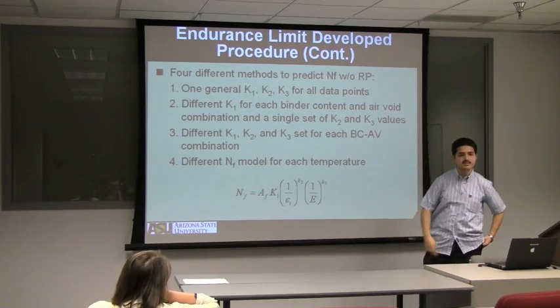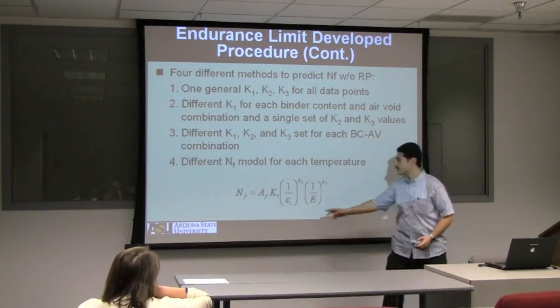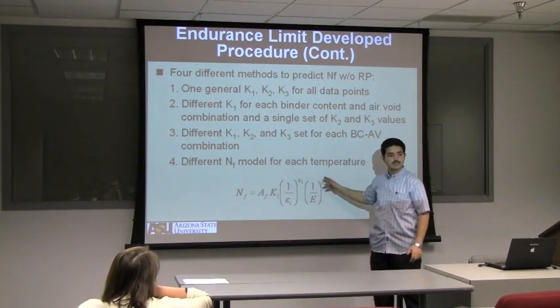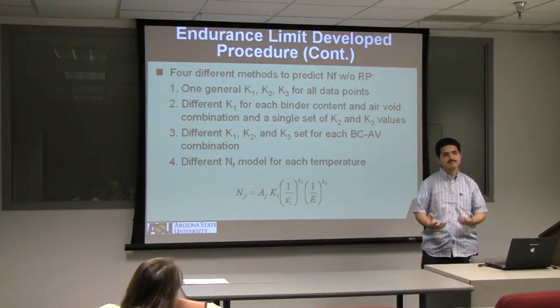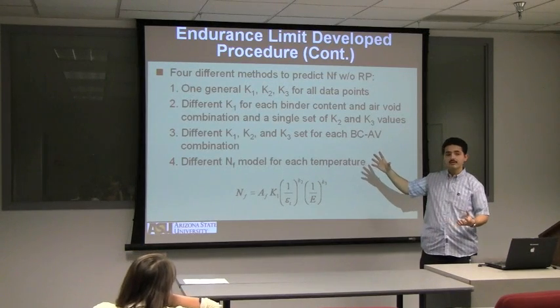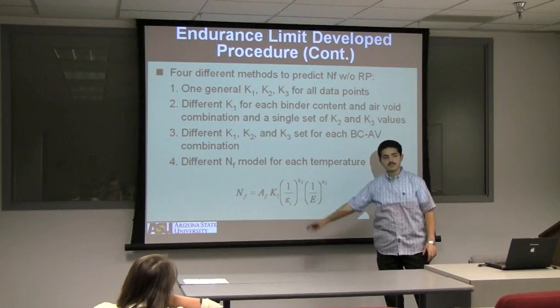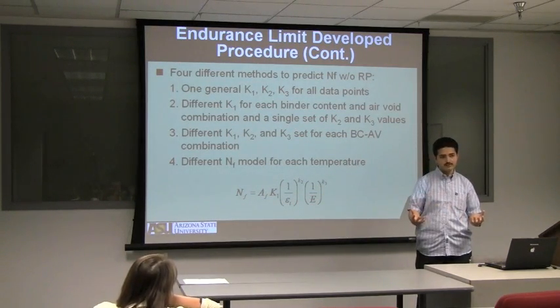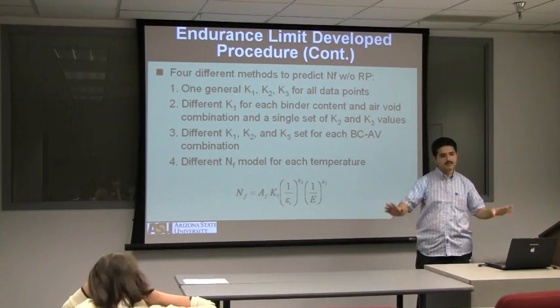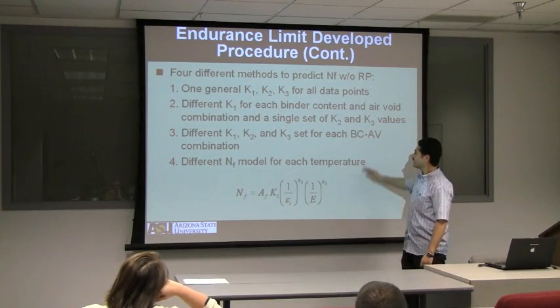The first option was, you know what, I'm going to collect all the data together and come up with one model, which will give me a general K1, K2, K3 model for all the data points together. The other option was to keep K2 and K3 the same, but keep changing K1, because the K1 equation is based on the binder content and the air void. And remember, I'm testing using different binder content and different air voids. So I said, okay, I'll change K1.